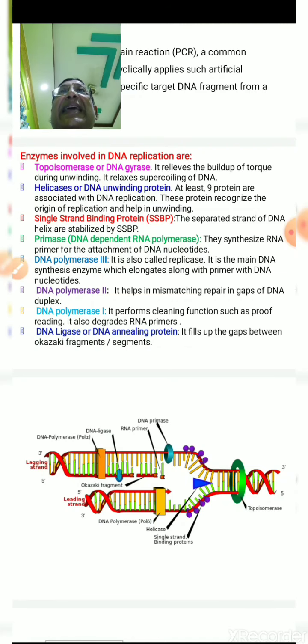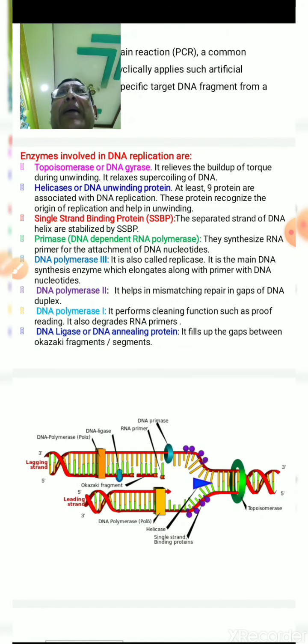Next, helicase, or DNA unwinding protein. At least 9 proteins are associated with the DNA helicase enzymes. This protein recognizes the origin of replication and helps in the unwinding, that is, breaking of the hydrogen bonds, and the two strands are separated. Now, single strand binding protein. Once the two strands are separated, each strand is stabilized by the single strand binding protein, SSBP, so that DNA replication can carry on. One strand acts as a template strand, and it should be very stable.